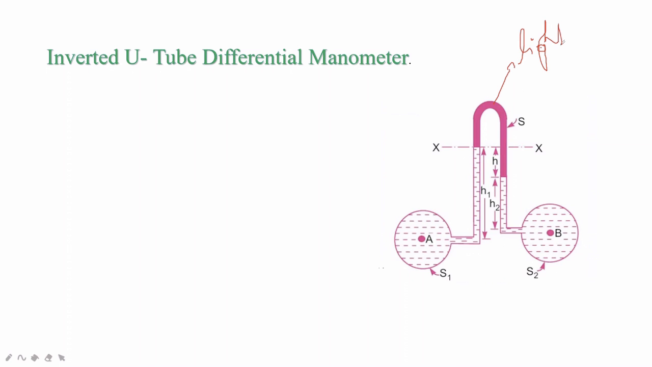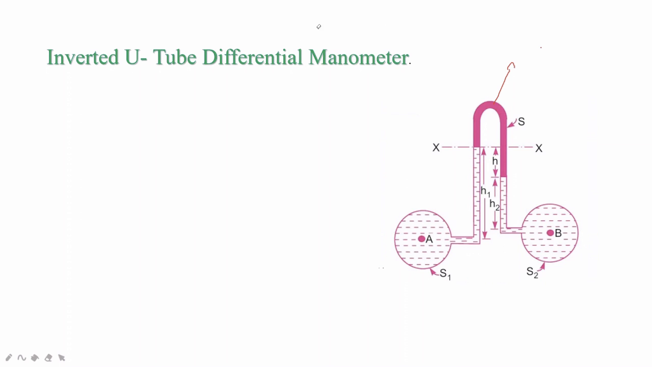So it is not mercury, it is a light liquid. The handwriting can't be right with the mouse. Okay. See here, the liquid which we are using in the inverted U-tube differential manometer is lighter than A or lighter than B. When compared to A and B, it is lighter. The liquid is lighter, so it has to move against the gravity, right?